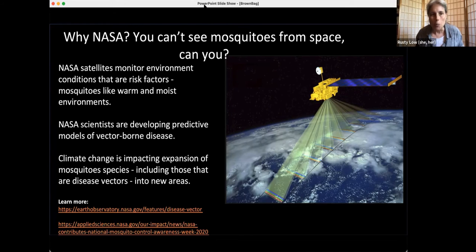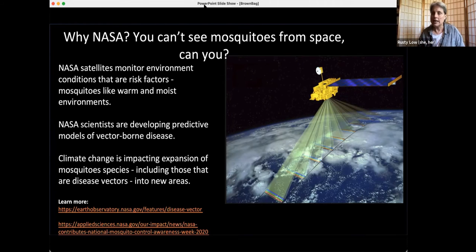The question I always get when I talk to people about mosquitoes is, why is NASA interested in mosquitoes? You can't see them from space. So what is it all about? The answer is, of course, that NASA satellites are monitoring environmental parameters, and they are seeking out and finding where it's moist, where the temperatures are warm enough, when the humidity is right, what the land cover is, because all these factors go into when and where we find mosquitoes. These data are regularly used by scientists who are creating predictive models of vector-borne disease that's used to improve human health. So this is one real reason.